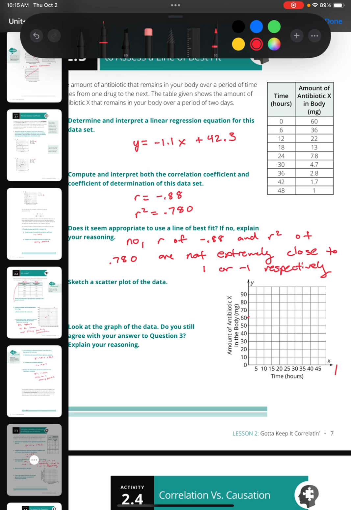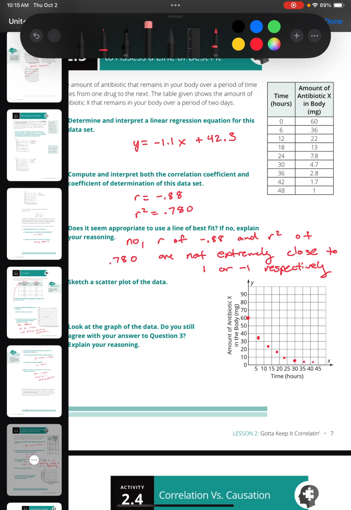If we sketch this data, 0.60 would be here, 6.36 would be about here, 12.22, 18.13, I should say, would be about here. 24, 7.8 would be about here. 30, 4.7 would be there. 36, 2.8 would be about here. And 42, 1.7, I'll stop there at that point.